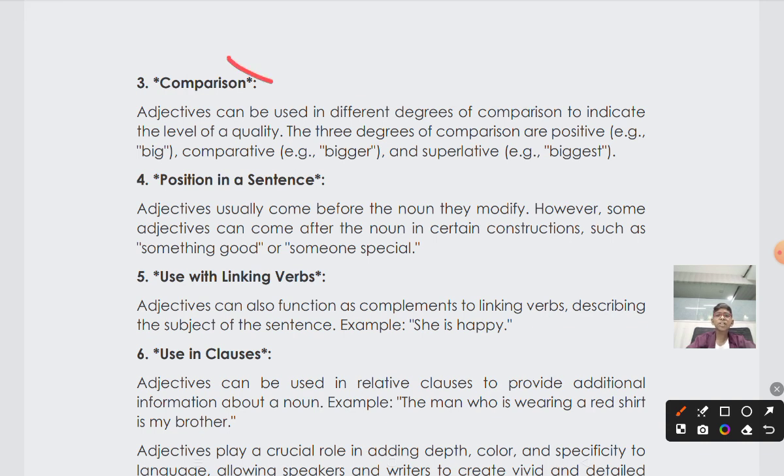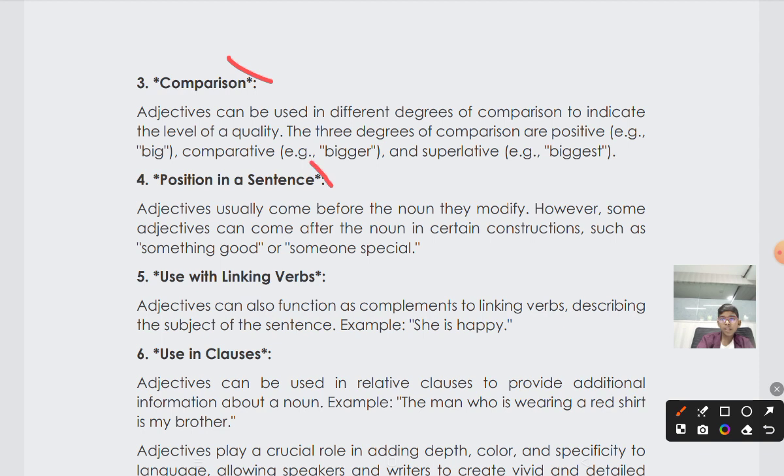So next we are going to see the comparison. Adjectives can be used in different degrees of comparison to indicate the level of equality. The three degrees of comparison are positive. Example, it's big, meaning nothing is being compared. Comparative. Example, bigger, meaning it is compared with one other. And superlative. Example, the biggest. For example, this girl is the biggest in the whole class.